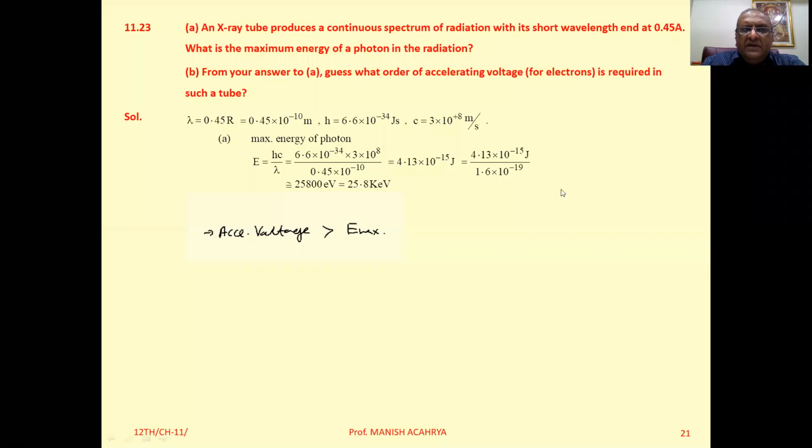11.23. A. An X-ray tube produces a continuous spectrum of radiation with its short wavelength end at 0.45 angstrom. What is the maximum energy of a photon in the radiation? B. From your answer to A, guess what order of accelerating voltage for electron is required in such a tube.